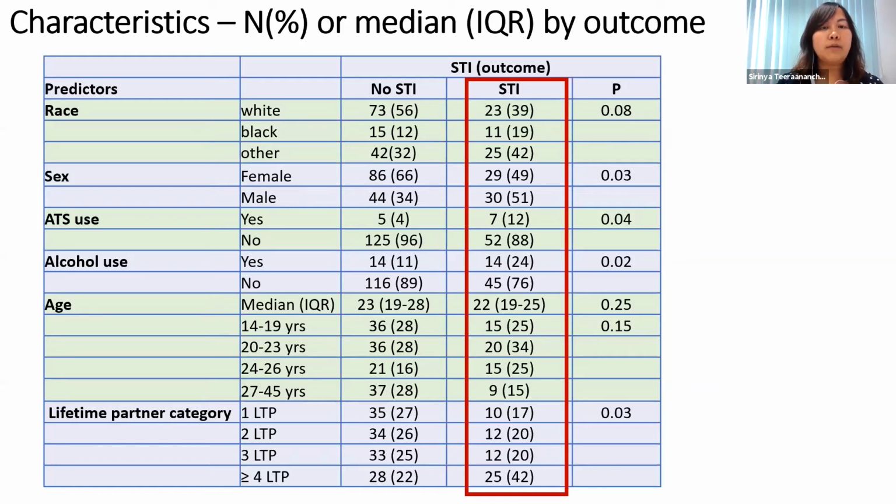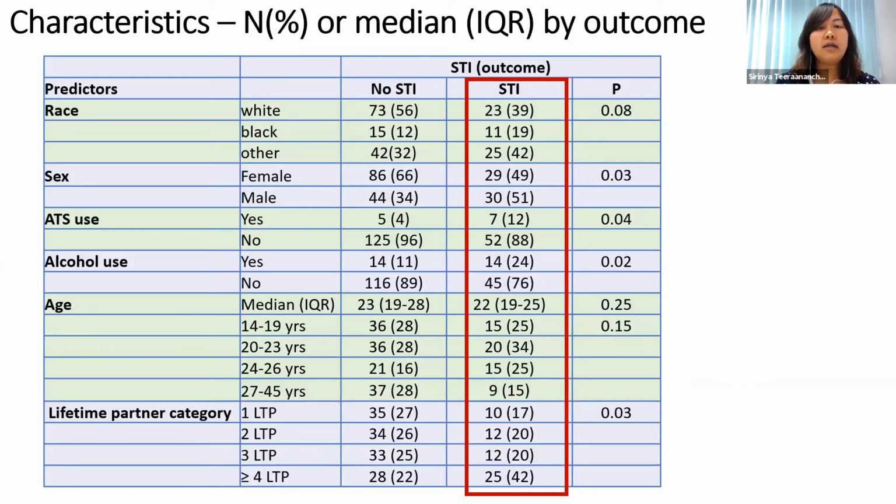And also most of the ATS youth and alcohol youth who did not use ATS or alcohol have a higher proportion of STI as well. And in the age group, the younger age has a higher STI as well. For lifetime partner, 42% in the last group has a lifetime partner greater than 4, and they have the highest proportion of STI.